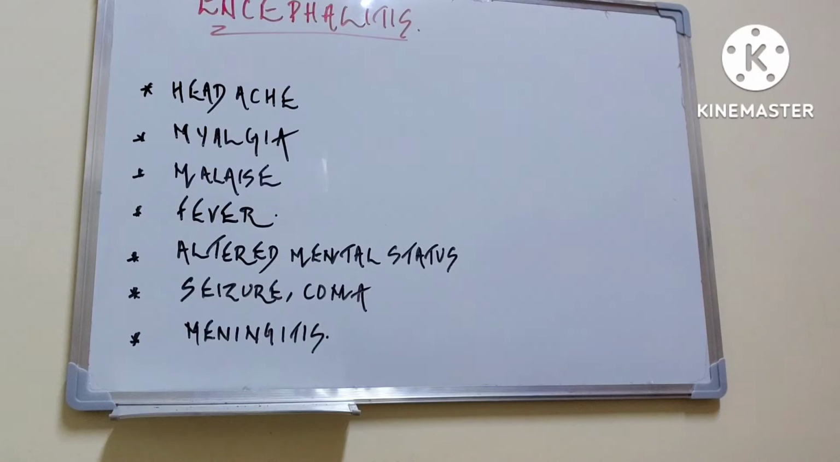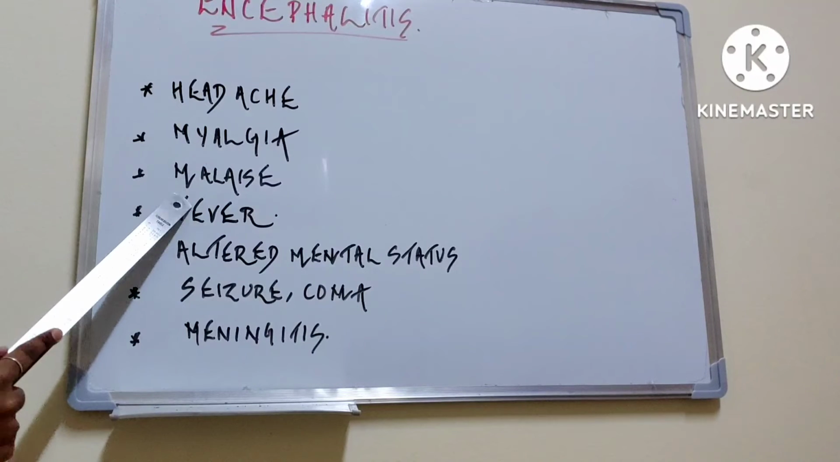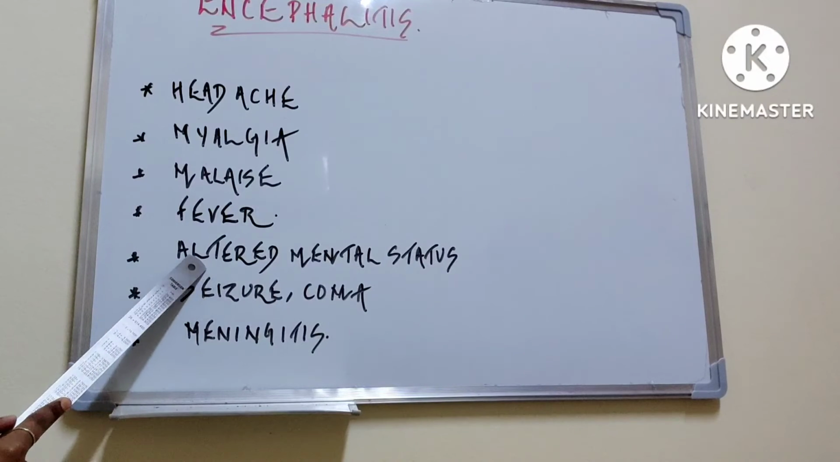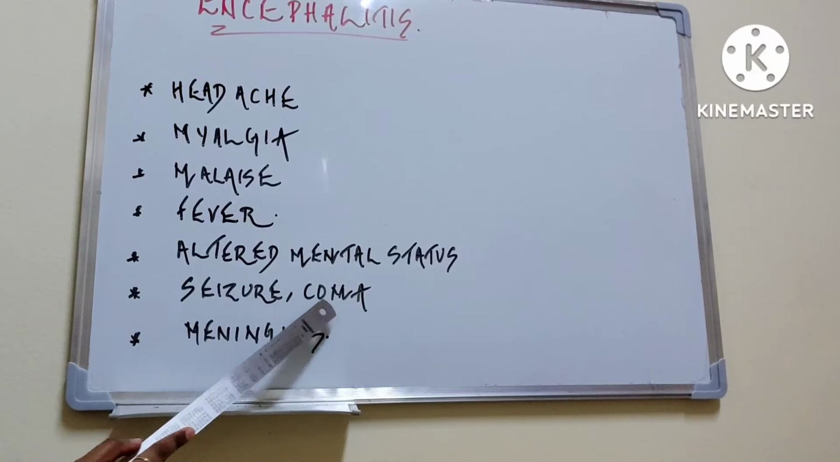So what are the signs and symptoms of encephalitis? Headache, myalgia, malaise, fever, altered mental status, seizures, coma, and meningitis.